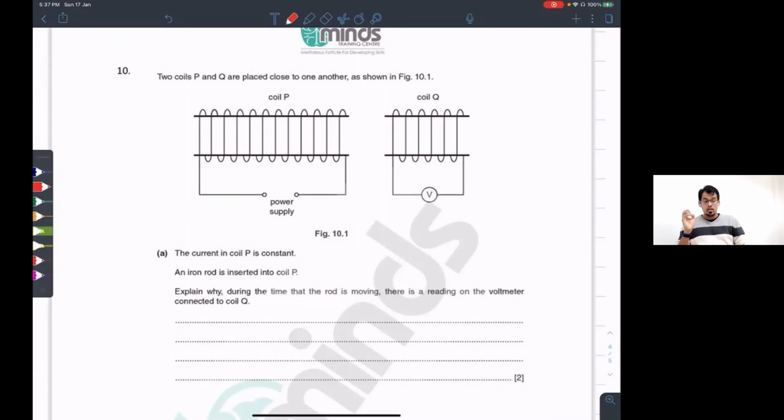Now see, the current in coil P is constant. So magnetic field is constant, magnetic flux is constant. Will induction occur? No. When we put a piece of iron in coil P, it actually changes the magnetic field. How? Because the strength of the magnetic field will increase. When field changes, flux changes. When flux changes, induction occurs. When induction occurs, induced EMF is generated, and the voltmeter will give you the reading. How many of you are getting this answer?